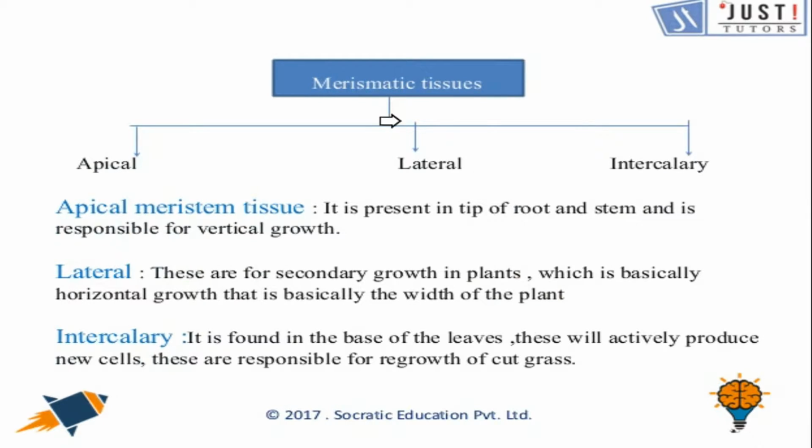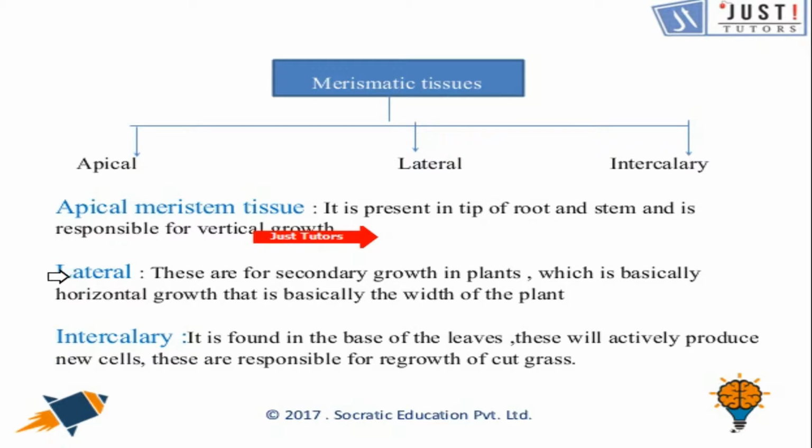Meristematic tissues are divided into three categories: apical, lateral and intercalary. Let's talk about apical first. It is present at the growing tips of stems and roots. They are responsible for increase in the length of plant organs.